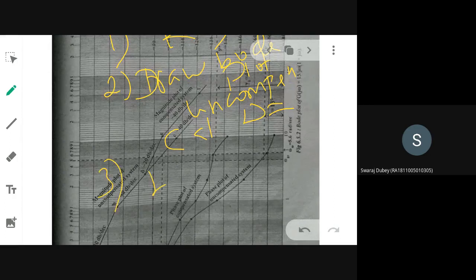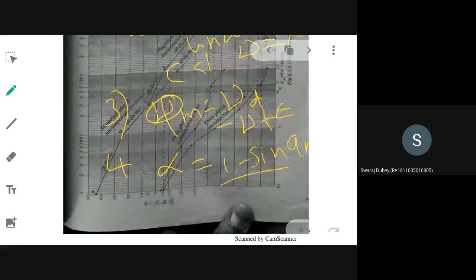Third, you will be fixing phi m by using what formula? Gamma desired value minus gamma, that is this value, plus epsilon. By using this formula you will be calculating phi m. That is your third step. And the fourth step is calculating alpha by using the formula: alpha equals 1 minus sin phi m divided by 1 plus sin phi m.